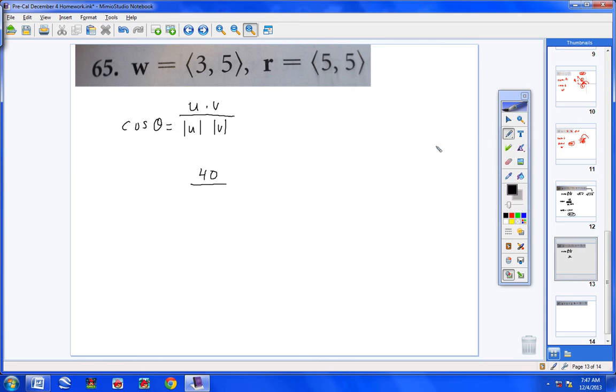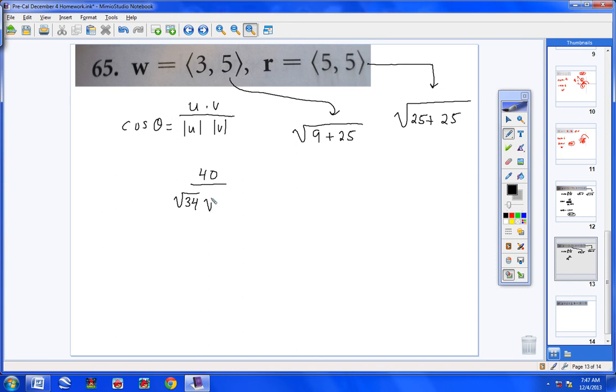Now for the denominator, we're going to find the magnitude of each vector. So let's find the magnitude of W. We'll do that right here. Square your 3, that's 9. Square your 5, that's 25. Add them together, and you'll get the square root of 34. Okay. Now, vector R, here we go. Let's square 5, you'll get 25. Let's square 5, you'll get 25. Add them together, and you get the square root of 50. So that's the magnitude of R.